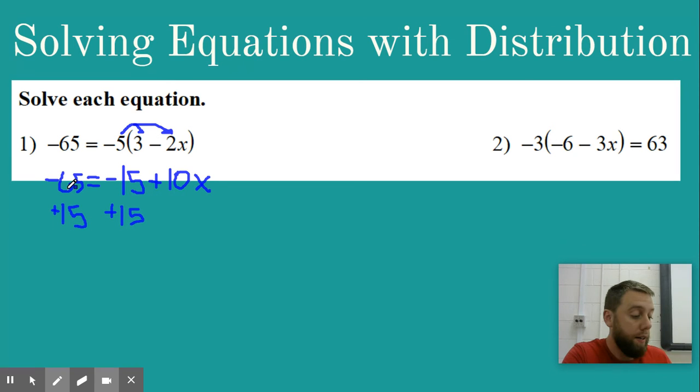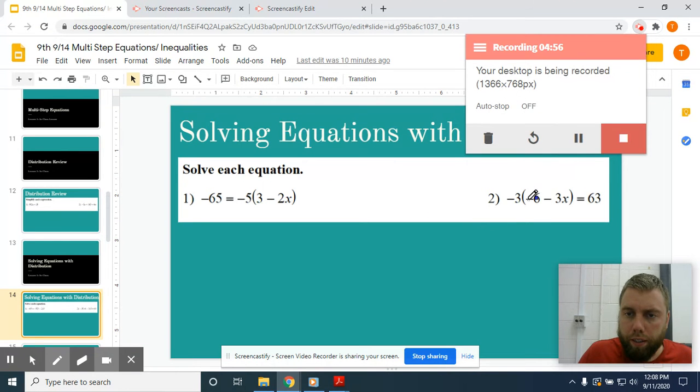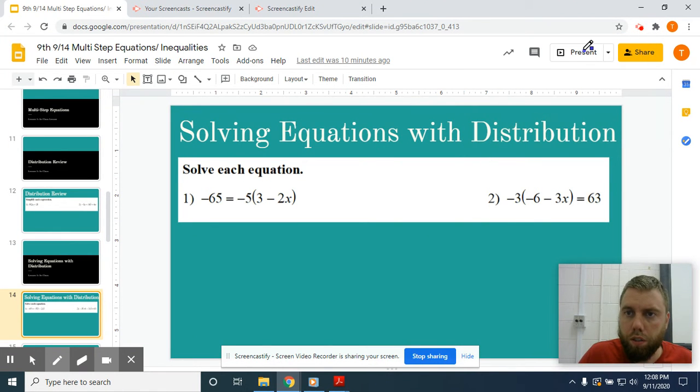This week we're going to use our calculators. So we're going to do negative 65 plus 15. Okay, sorry about that, folks. A little hiccup in the computer.